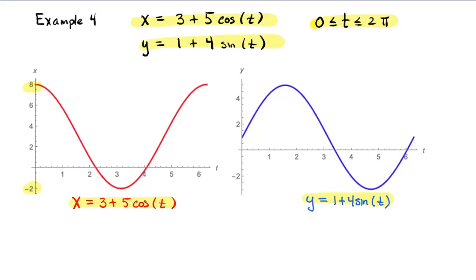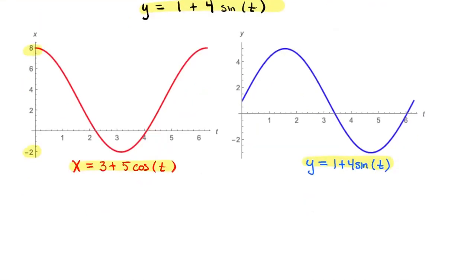You can determine what those extreme values would be. But I want to focus here on the algebra of eliminating the parameter. So like I said, what you want to do is solve these things for the trigonometric functions themselves. So I'm going to start by solving this equation for cosine. And how would I do that? Well, I would subtract 3 from both sides, and then I would divide that equation by 5.